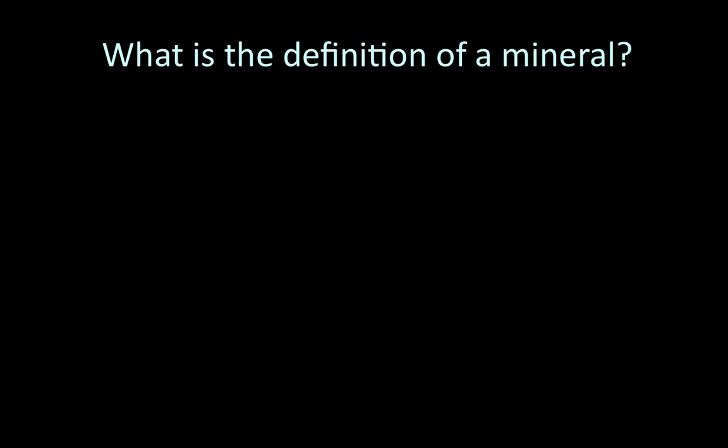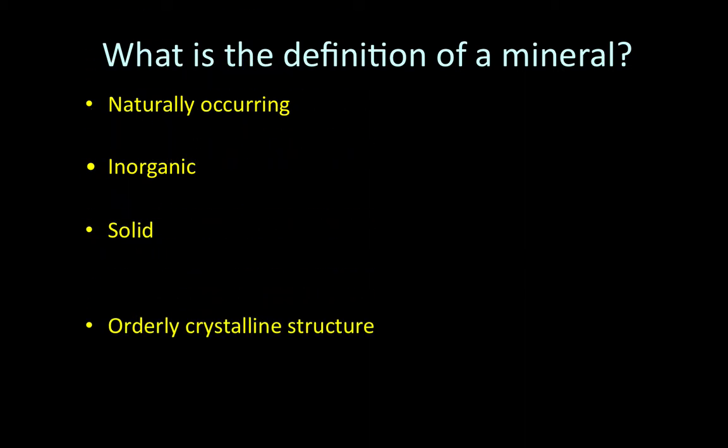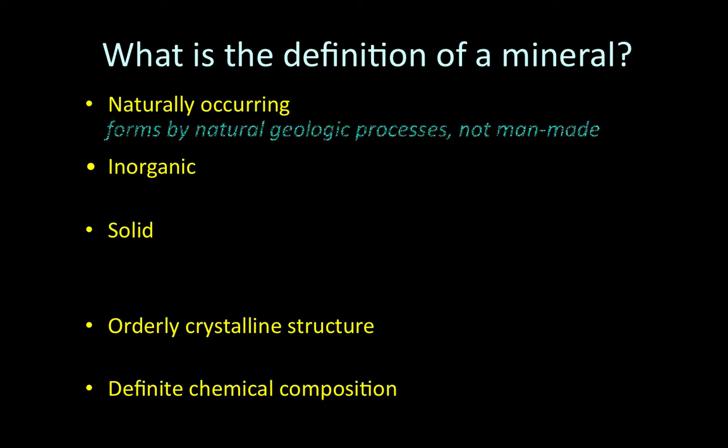So these are the components that a mineral needs to have. It must be naturally occurring, inorganic, solid, have an orderly crystalline structure, and have a definite chemical composition. So what do these mean? Naturally occurring means it's formed by natural geological processes. It's not synthetic or man-made.